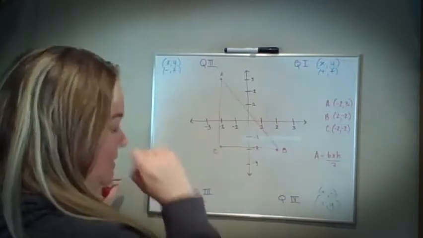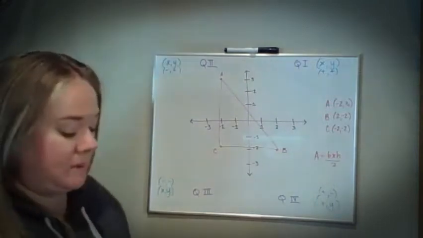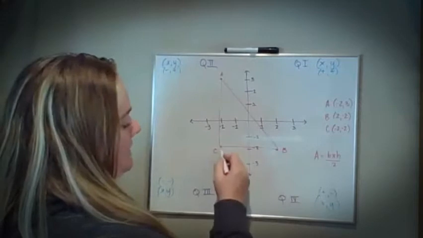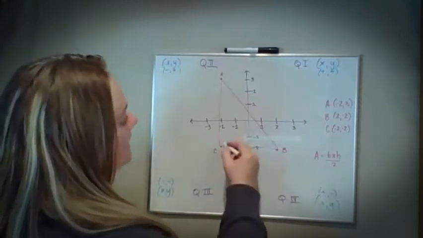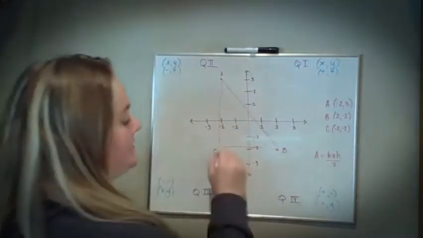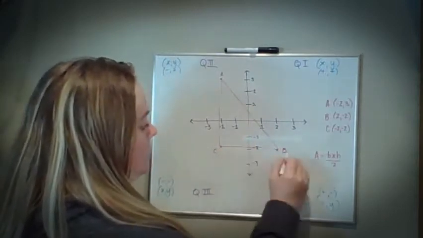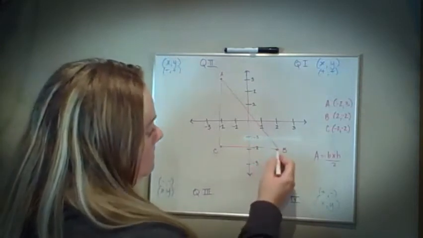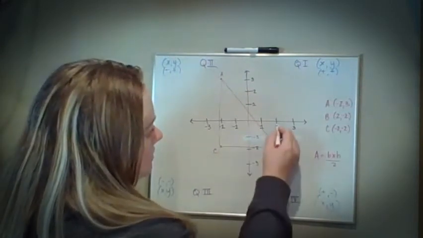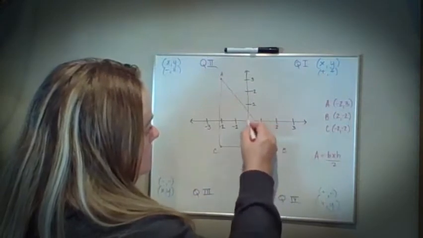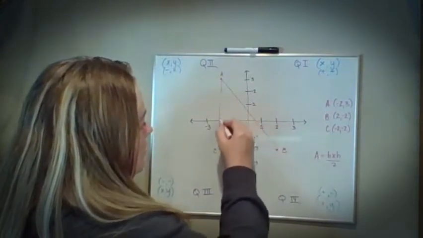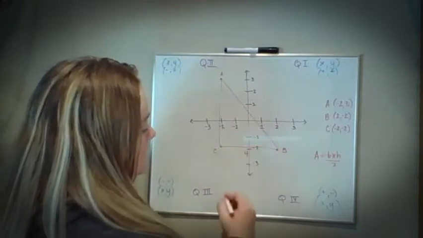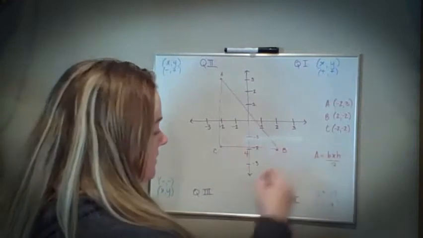So I have a right triangle. Now, in order to be able to find the area of this, I have to find line segment BC, and I need to find line segment AC. So this is going to be the base of my triangle. This will be the height of my triangle. So from B to letter C, I'm going to go over 1, 2, 3, 4 spaces. So that means this has a length of 4. So base is 4.